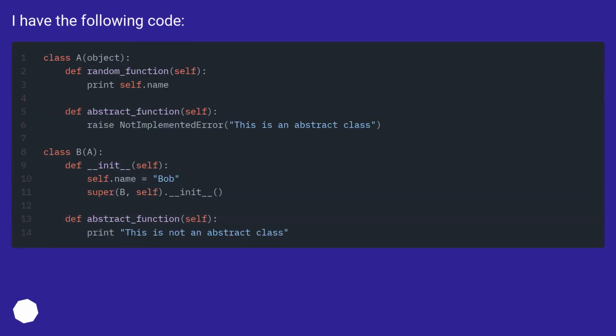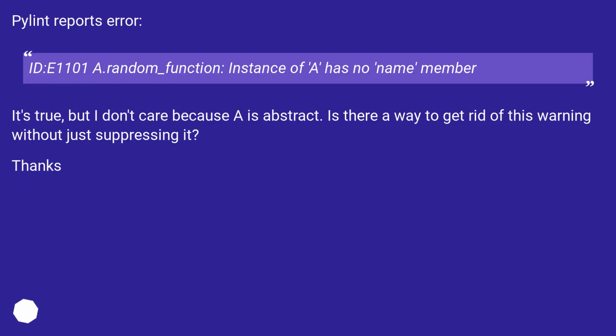Pylint error with abstract member variable. I have the following code. Pylint reports error.